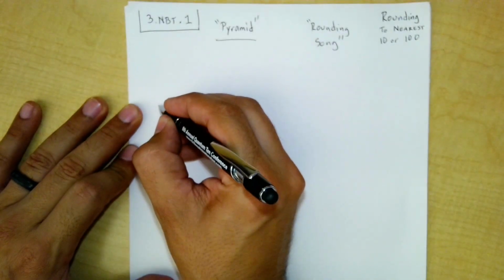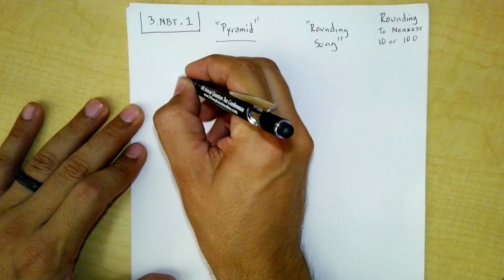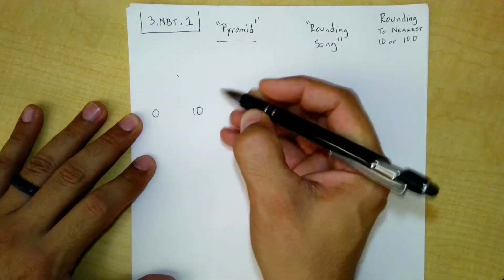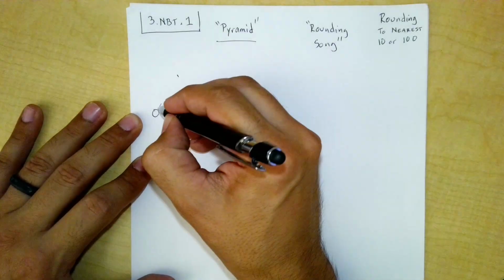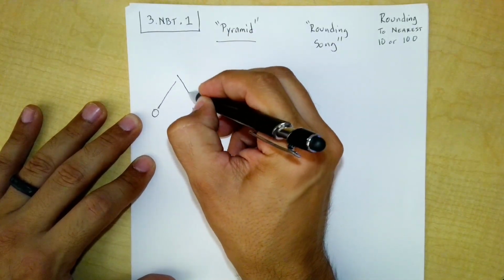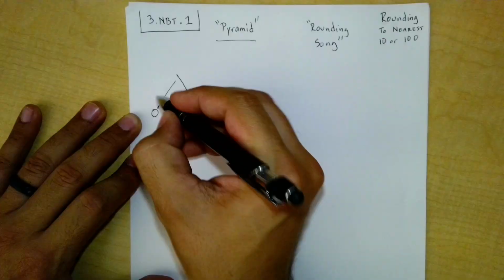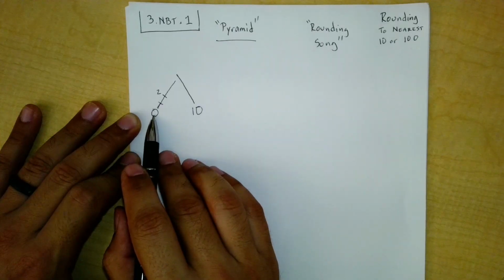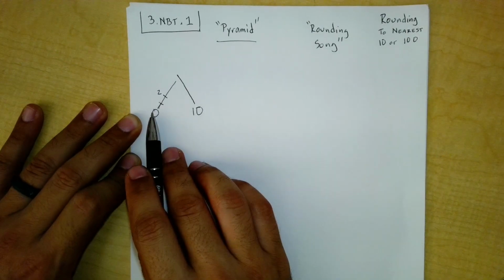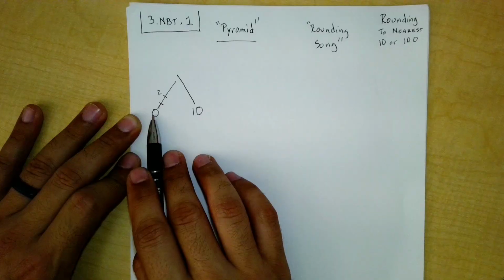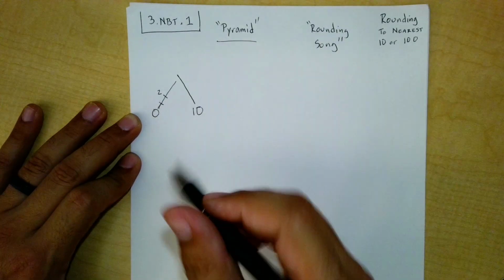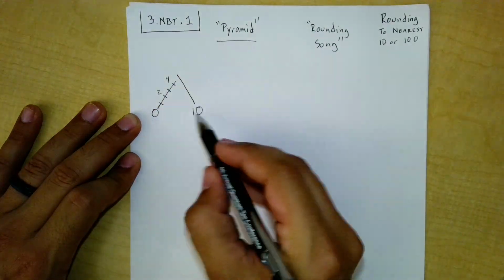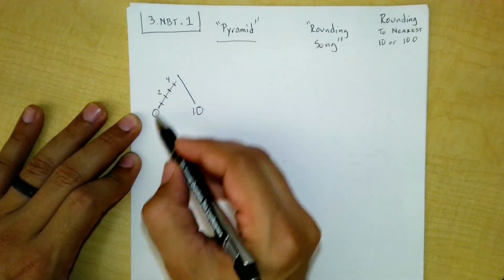If we're rounding a number, we are deciding if it is closer to 0 or 10. So let's say we have the number 2, that is going to be closer to 0 than 10. And the pyramid helps us see that it is closer to 0 than 10. If we ask ourselves, is 4 closer to 0 than 10? That is still closer to 0.